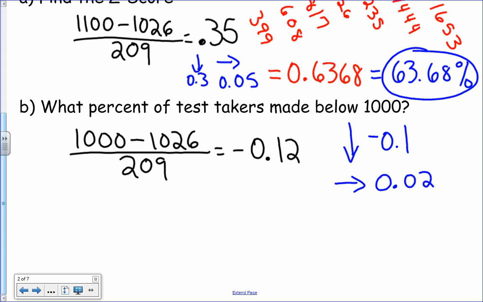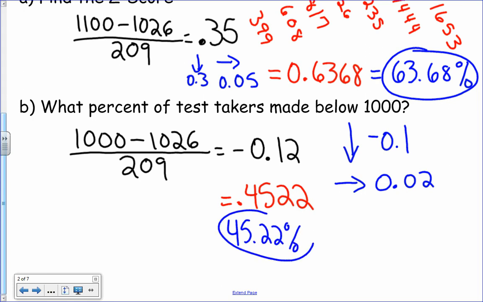And the decimal, you guys see 0.4522? Is that the decimal you saw? Where are you at? You went to negative 1. We need to go to negative 0.1. Oh, okay. And then over to 0.02. That's right there. So, what's the percentage? All right, 45.22%.